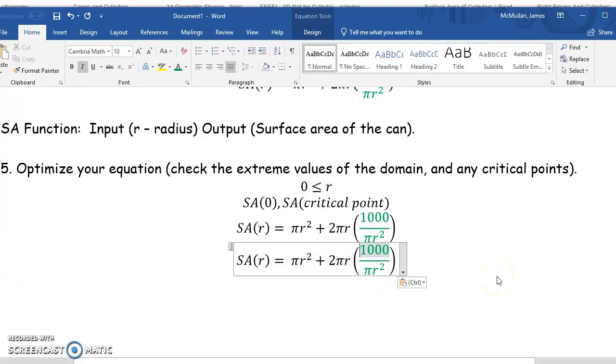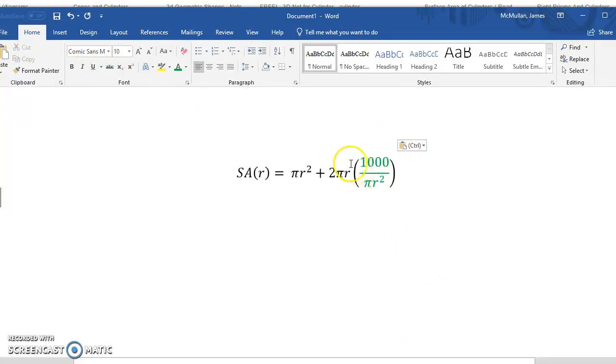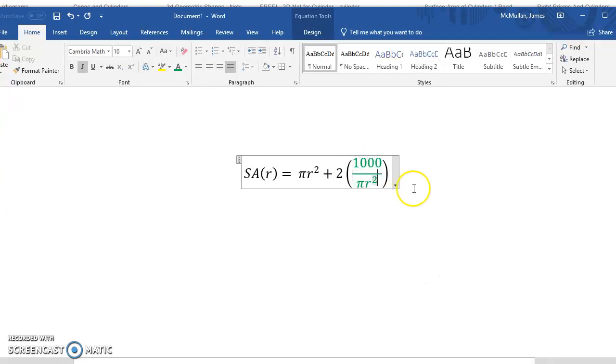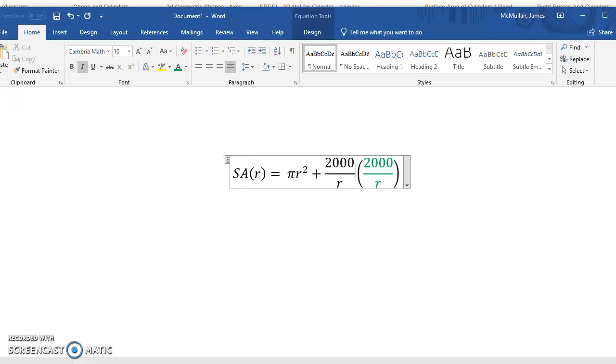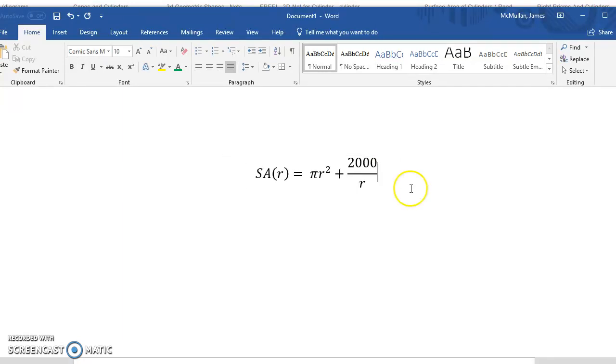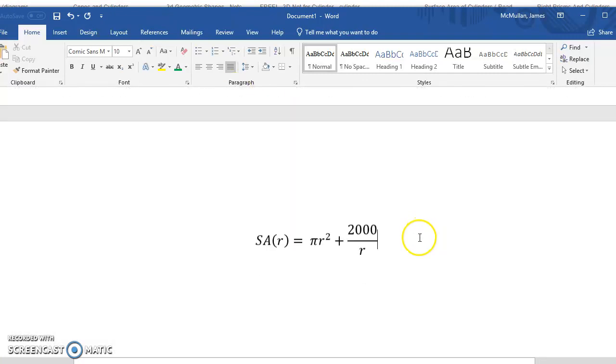Of course, we have a pi r here, which we can cancel out with the pi r down here. So this pi, for example, we can strike, and this pi we can strike, and this r we can strike, and that would mean that this r squared here we can strike as well. So we get something a little bit simpler to look at now, right? So that pi is gone, r is gone, the r on the bottom is no longer squared, it's just r, this pi is gone, and we have 2,000 over r. Okay, we've just got our surface area function.